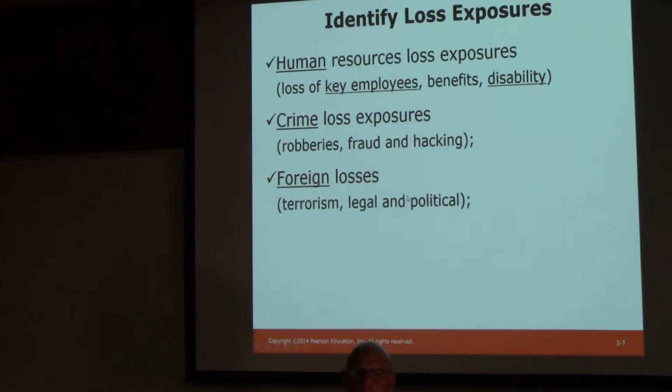Foreign losses. When you're doing international business, you could have trouble from terrorism, where terrorists kidnap key employees or blow up and destroy your buildings. You could run into legal issues because the laws are so different, and then you could run into political issues where governments come in and just take control of your property. So if you're doing business internationally, you're going to need a risk manager to identify these troublesome areas and figure out how to mitigate them.